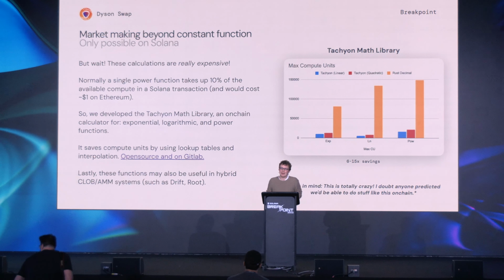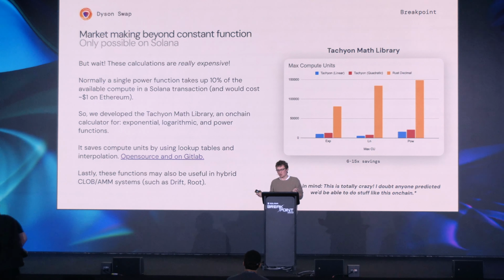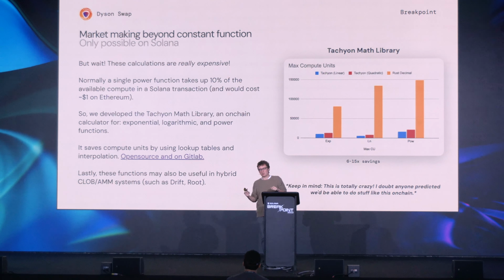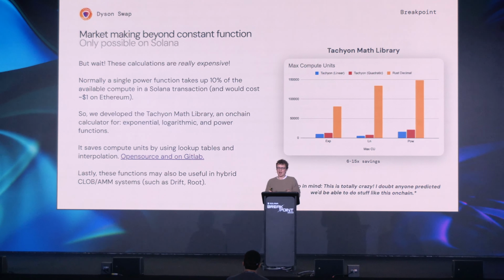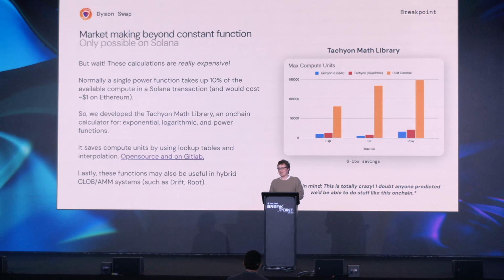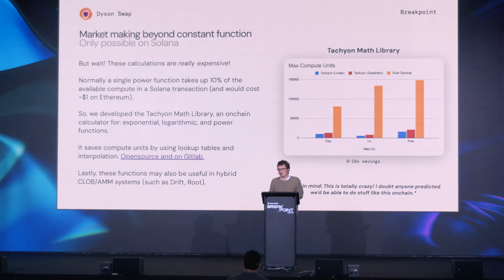And also, these sort of market-making functions might be really helpful in hybrid systems, such as Drift or Root. But this is pretty cool, right? So now we can market-make with basically any equation. We have a library that reduces the compute cost of that. So it can have a lot of different use cases. All right, so that was mechanism number one.